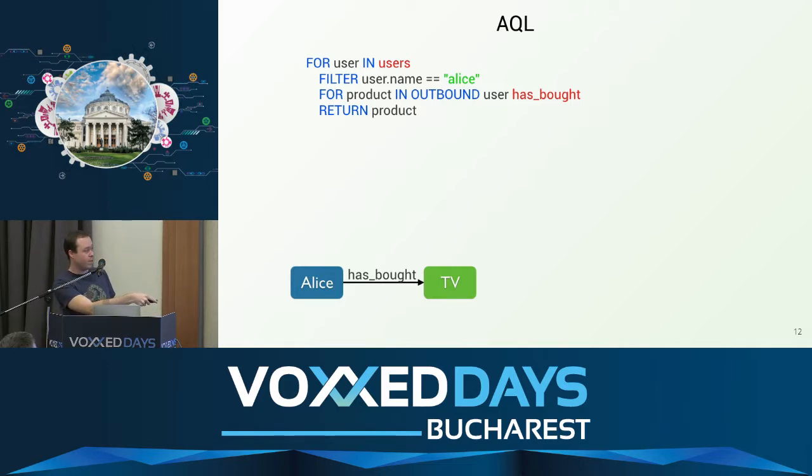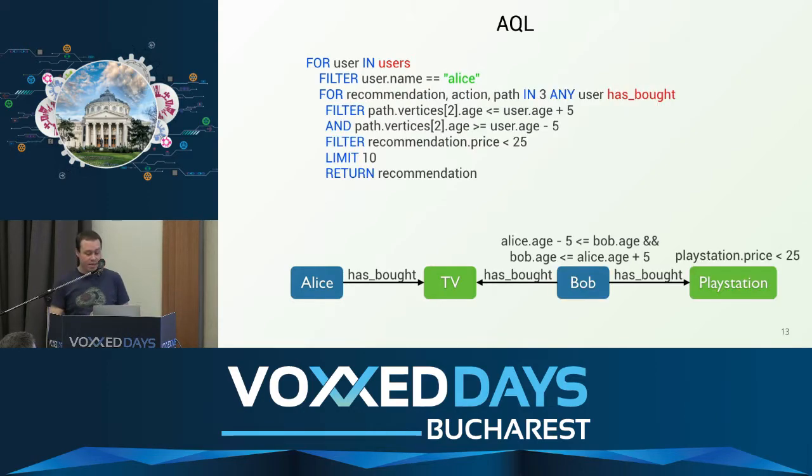And what I will now get is this pattern. So I start at Alice, which is known. I know that the label or the collection here is has bought. And then I want to find everything that is bought by Alice. And I can make it very, very complex, which is the recommendation query again.